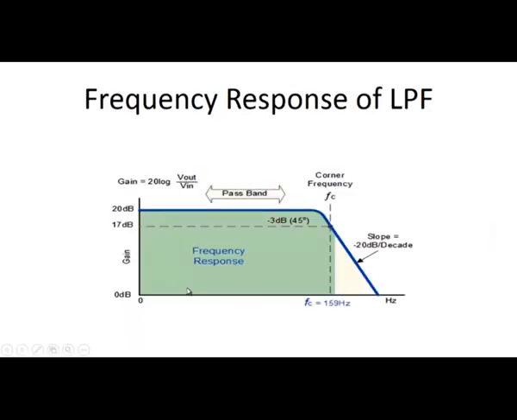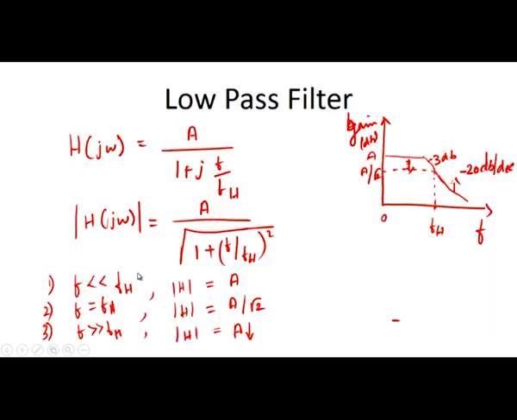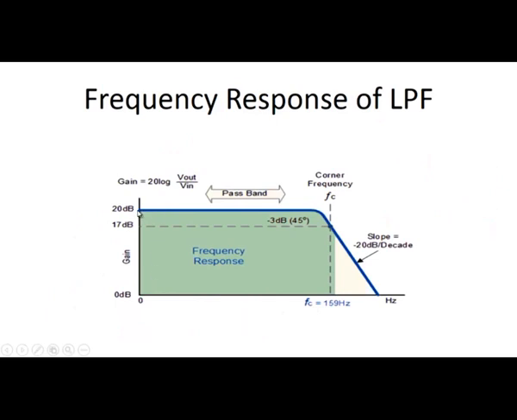So, just now I have explained the frequency response of the filter with the transfer function of the filter. Here we have seen this is the pass band of the low pass filter, LPF stands for low pass filter, and if this is the cutoff frequency, say 159 hertz, before the cutoff frequency all the signals are passed through the filter, and after this cutoff frequency no signal will get passed through the filter, and the decrease in rate is minus 20 dB per decade.